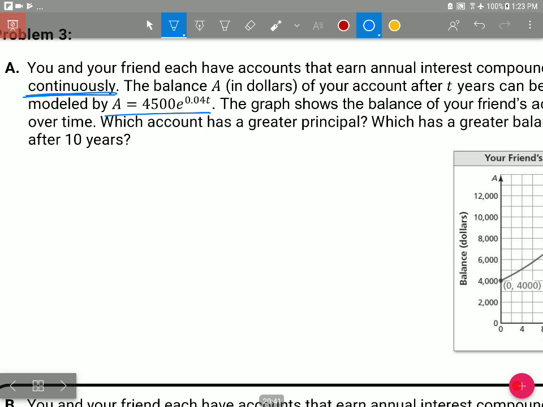Which account has a greater principal? So your principal. How much are you starting off with? 4,500. That's your P value. Remember, it's P-E-R-T, so that's your starting point. You're starting with $4,500. What about your friend? How much is your friend starting off with? Go down to the graph. Where's your friend starting? 4,000. That's his y-intercept. That is his starting point.